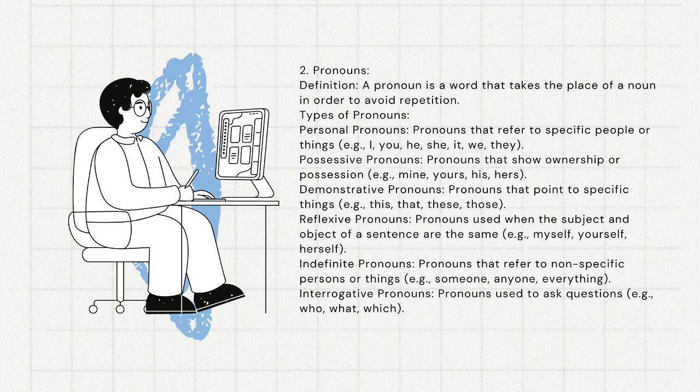Reflexive pronouns. Pronouns used when the subject and the object of a sentence are the same, like myself, yourself, herself, himself. Indefinite pronouns. Pronouns that refer to non-specific people or things, like someone, anyone, anything. And lastly, interrogative pronouns. Pronouns that are used to ask questions like who, what, which, why, when, and how. Okay, moving on.